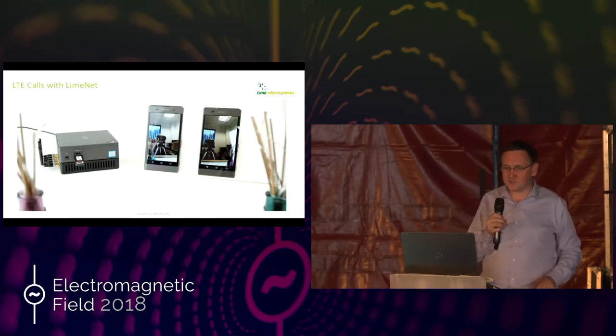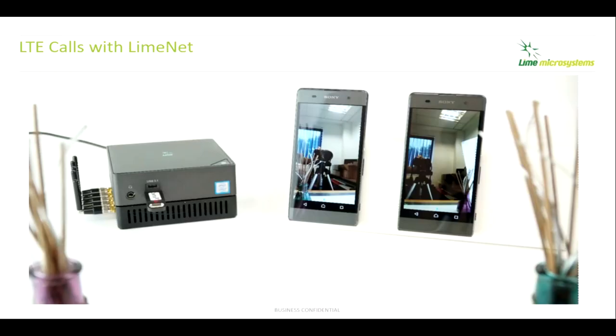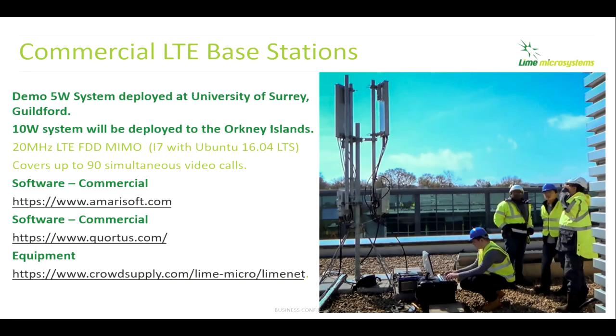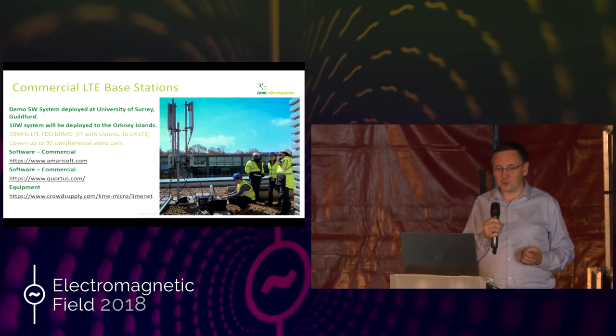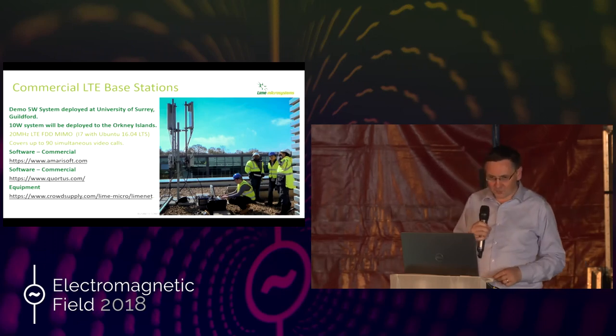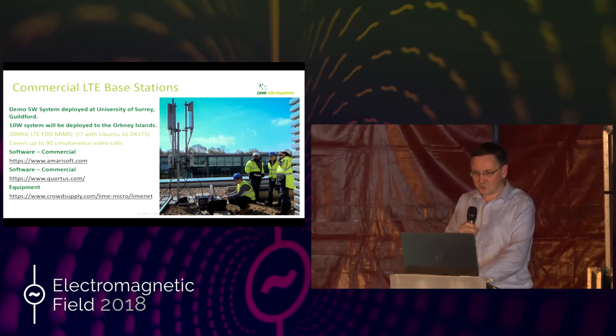At the high end, we also have systems with a high-end processor, an i7 processor, and this is being used to generate 4G signals and allows you to do video telephone calls around the office or in a small local area. It's also being used in some macro base station developments. For example, we have a trial system at the University of Surrey in Guildford on top of the 5G IC center. Another system is being rolled out, which I think is 20 watts, and is going to be deployed in the Orkney Islands in Scotland. And this is using commercially available software such as Amarisoft and Quartus. And I think the hardware is on the LimeNet project, for those who want to follow up on that.